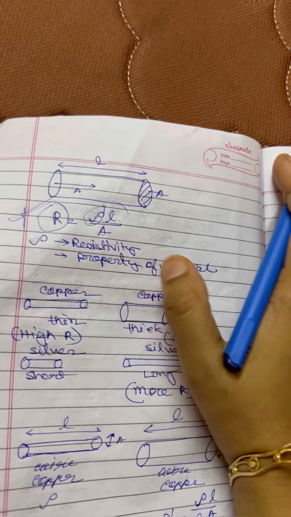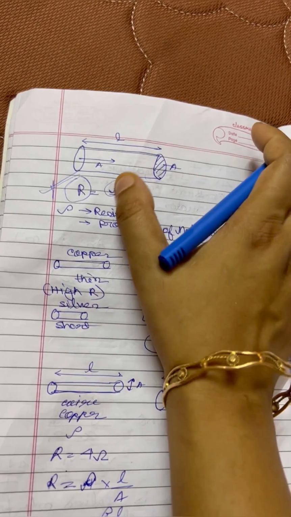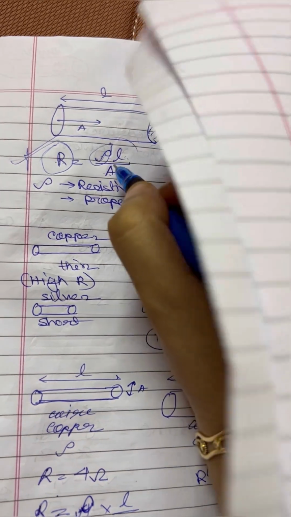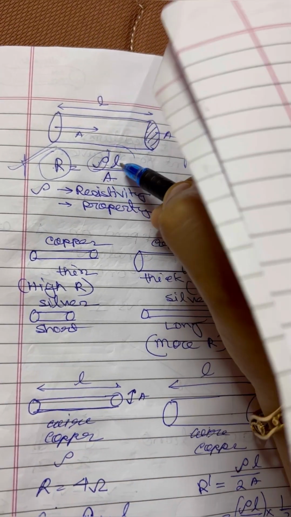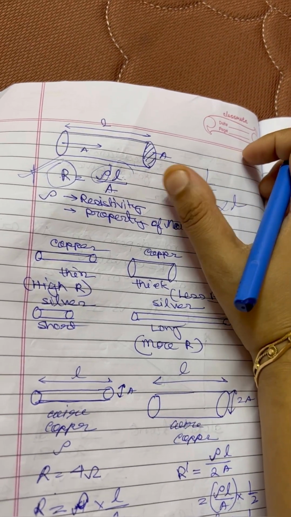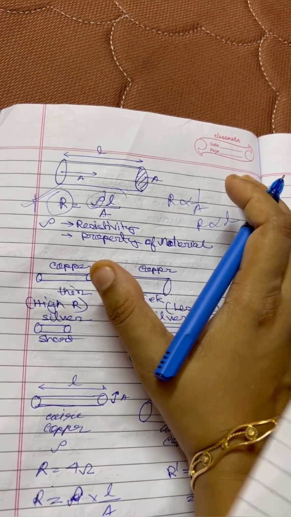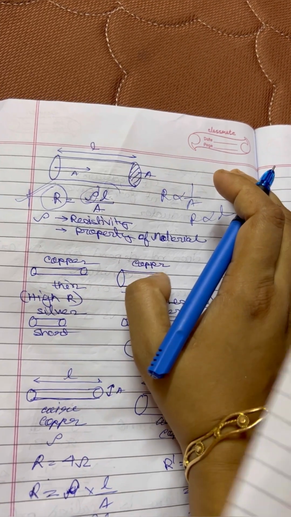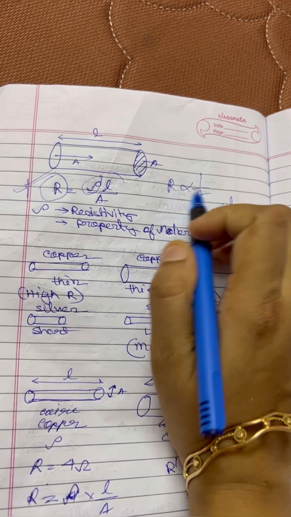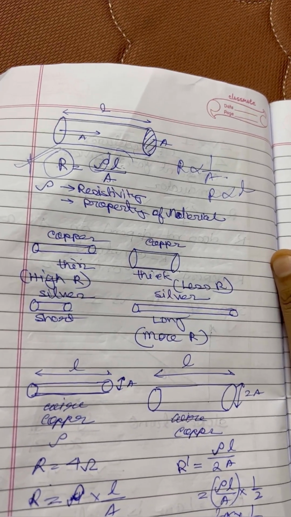Suppose there are two wires, one is a copper wire, this is also a copper wire, this is thin and this is thick. We have learned that resistance is inversely proportional to A because A is in the denominator, but it is directly proportional to L. It is not directly proportional to A, the area. So you see there are two copper wires, this is thick, this is thin. Thick means the area of the cross section is more. If the area is more, resistance will be less. But here this is a thin wire, so the area will be less, so resistance will be more.